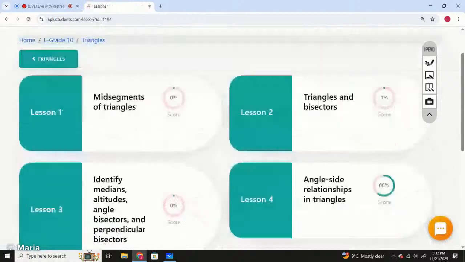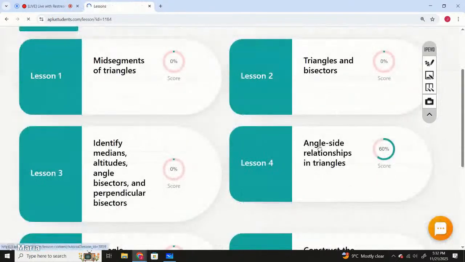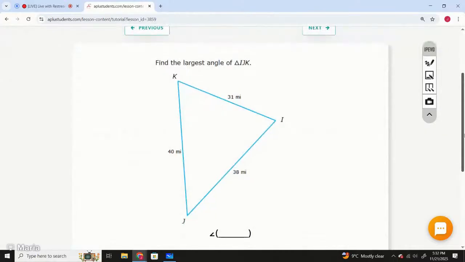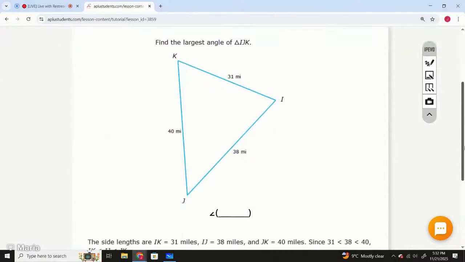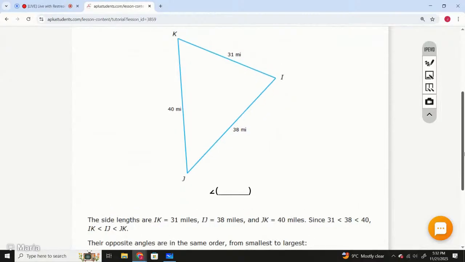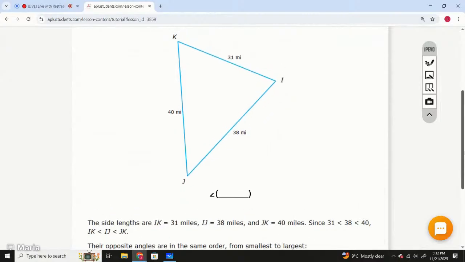That is angle side relationships in triangles. Let's just start with the lesson. Find the largest angle of triangle IJK. So you are given the triangle. We need to find the largest angle in the triangle IJK. So the side lengths are IK equals 31 and IJ equals 38. So JK is equal to 40 miles.